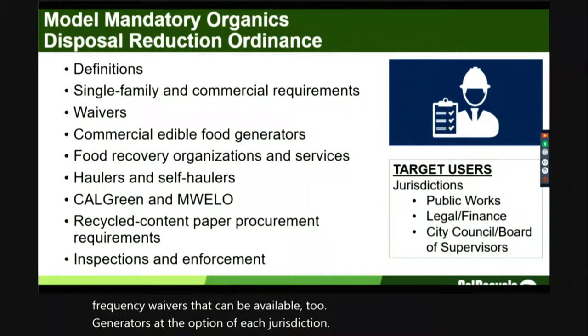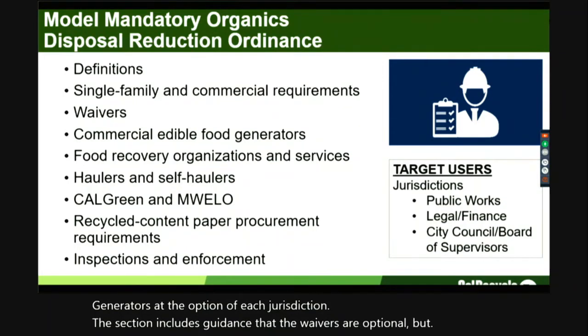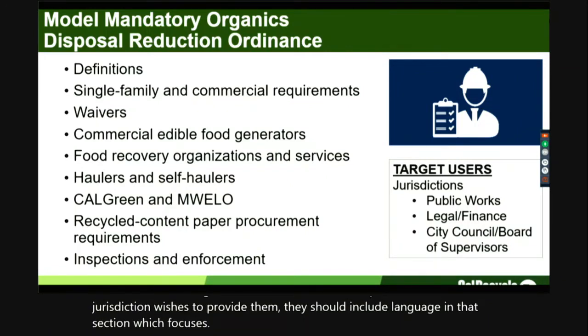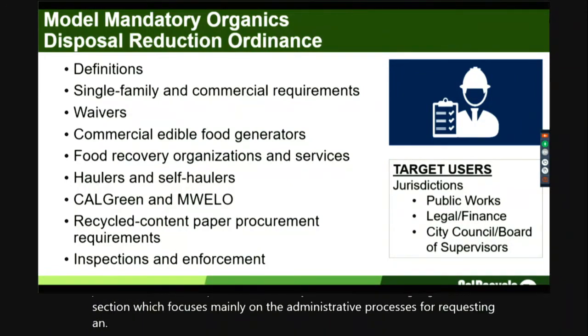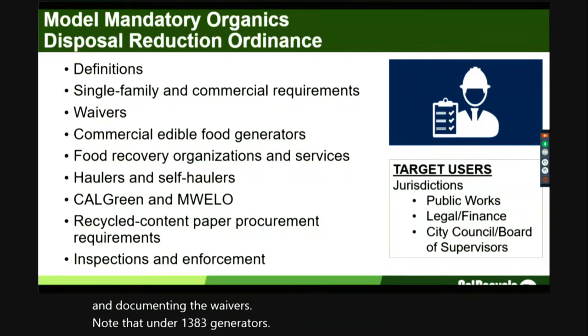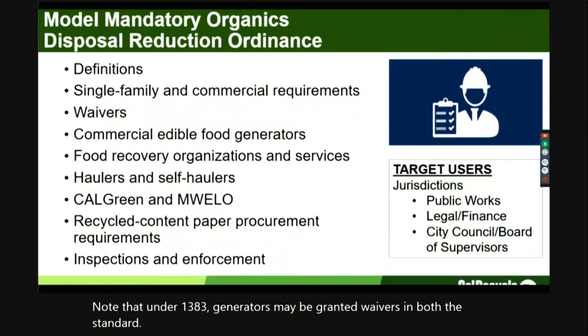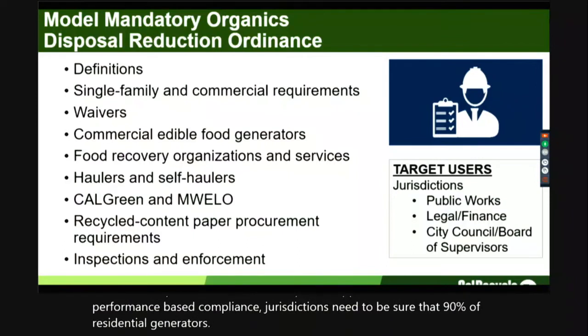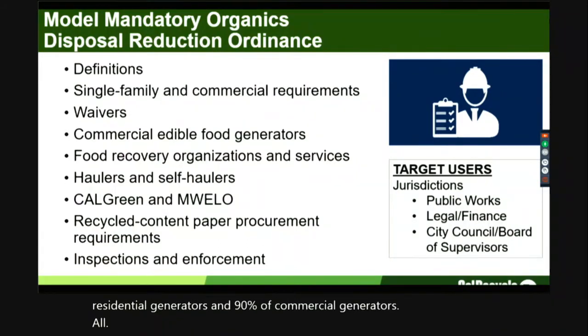The section includes guidance that the waivers are optional, but that if the jurisdiction wishes to provide them, they should include language in that section which focuses mainly on the administrative processes for requesting and documenting the waivers. Note that under 1383, generators may be granted waivers in both the standard and performance-based compliance approaches. However, under performance-based compliance, jurisdictions need to be sure that 90% of residential generators and 90% of commercial generators all have the 3 container system, and those residential generators and commercial generators get measured separately.